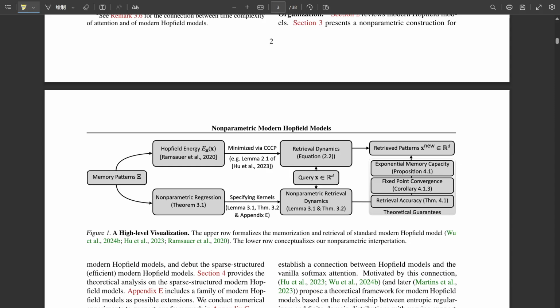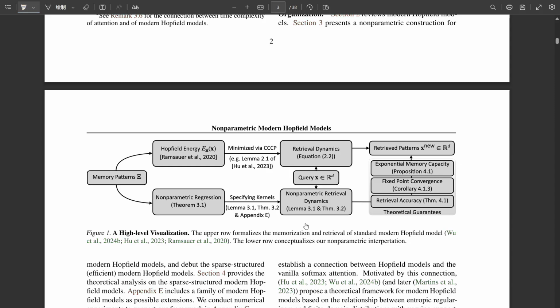Okay. But this paper takes a fundamentally different view. Instead of starting with an energy function, they propose viewing the creation of the retrieval dynamics, the process that maps a query input to a relevant stored memory, as a learning problem itself. A learning problem. Yeah. So you have your set of memories, and those are like your data points, your examples.